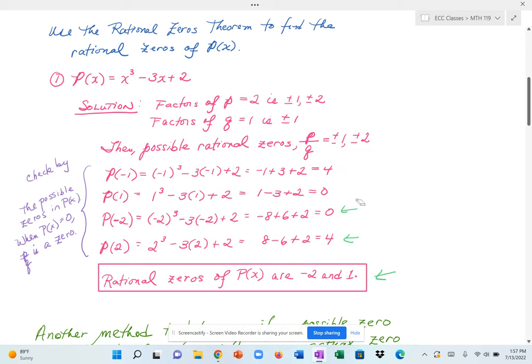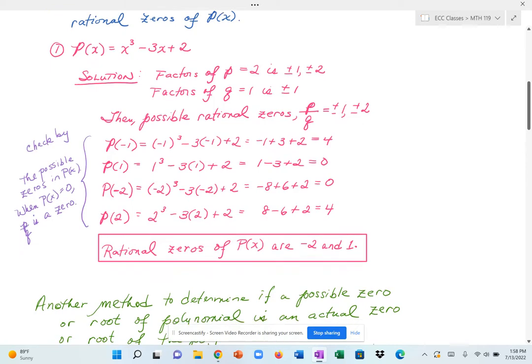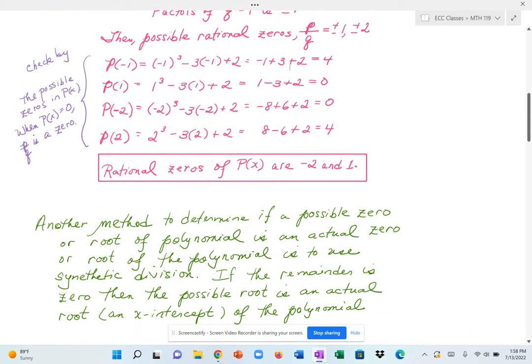Not every polynomial will have rational zeros. Some will have only complex zeros. That's possible. So in this case, we have found two rational zeros using this method of looking for the ratio of the factors and plugging them in and seeing which one gives me a result of 0. But there is more than one way to determine if a possible zero or a root of a polynomial is an actual zero or root of the polynomial, and that is to use synthetic division.